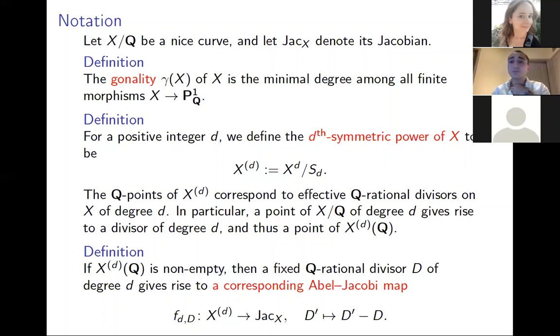And in particular, if we have a point of degree d on the curve, this will give rise to an effective degree d divisor, and thus a rational point of this symmetric product. So this tells us that if we want to study rational or higher degree points, we should really be studying rational points on the symmetric power. Now the trade-off is we have to study rational points on a higher dimensional variety. But that's life. And if the rational points of the symmetric power are non-empty, then a fixed Q-rational divisor D of degree d will give an Abel-Jacobi map from the d-th symmetric power to the Jacobian, where we take D' to D' minus D. So this will give a degree 0 divisor.